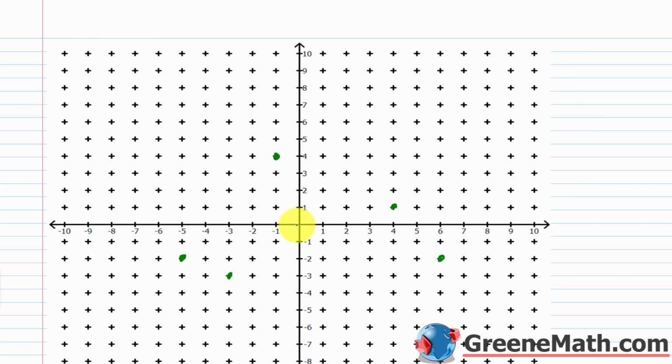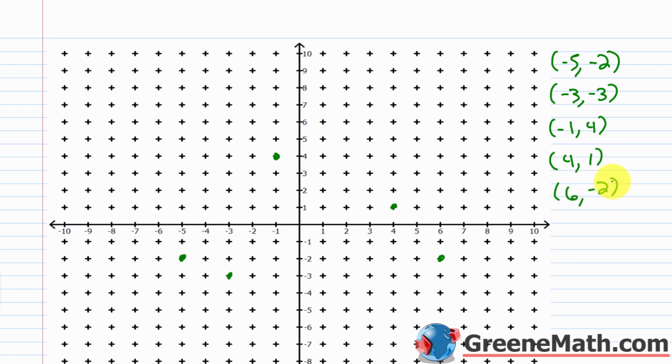So what about something like this, where we have the ordered pair -5, -2. We have the ordered pair -3, -3. We have the ordered pair -1, 4. We have the ordered pair 4, 1. And we have the ordered pair 6, -2. So for this relation here, we could see if we made vertical lines going down our coordinate plane, it would never hit in more than one location, meaning it would never cross more than one ordered pair. And the reason for that is we have a function. We have a function here.